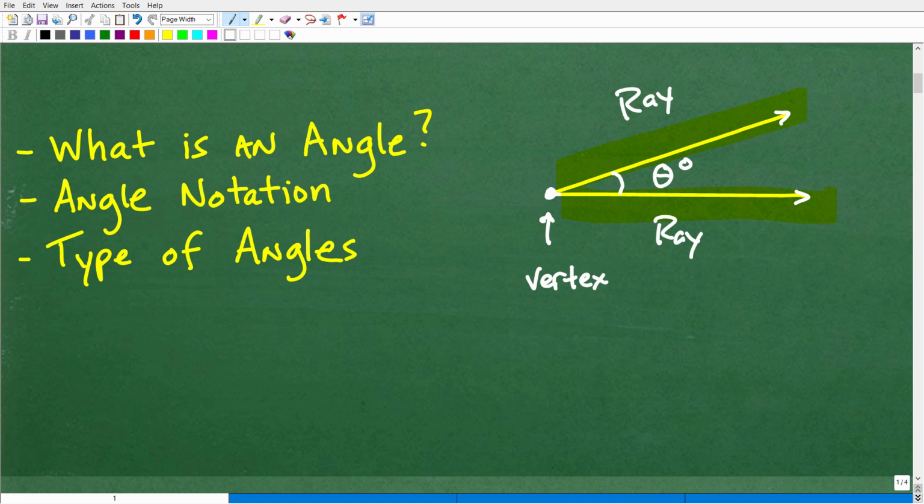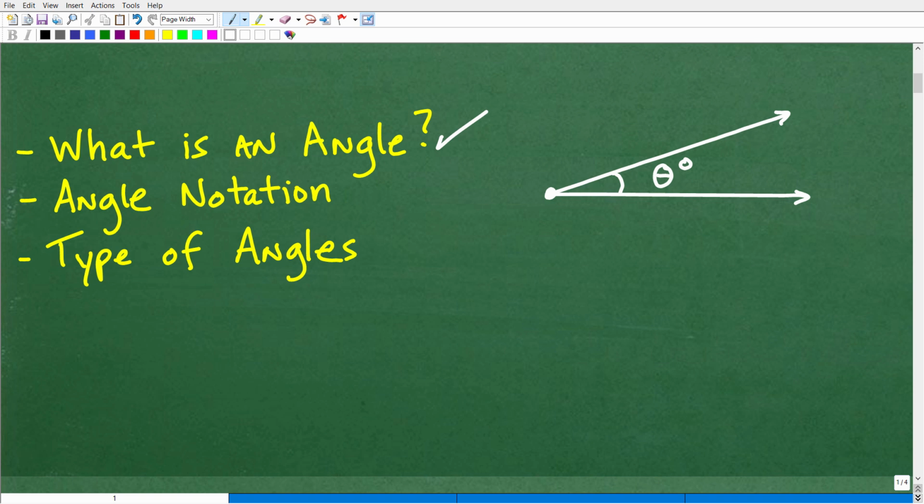So a vertex is our starting point for two separate rays that emanate out from that point, which we call the vertex. So this shape right here is basically an angle. It's made up of two rays and a vertex. All right, so hopefully you remember that, and I'm going to erase this so we can stay on this. Now, this is just a basic, informal review of angles. So what is an angle? We answered that question.